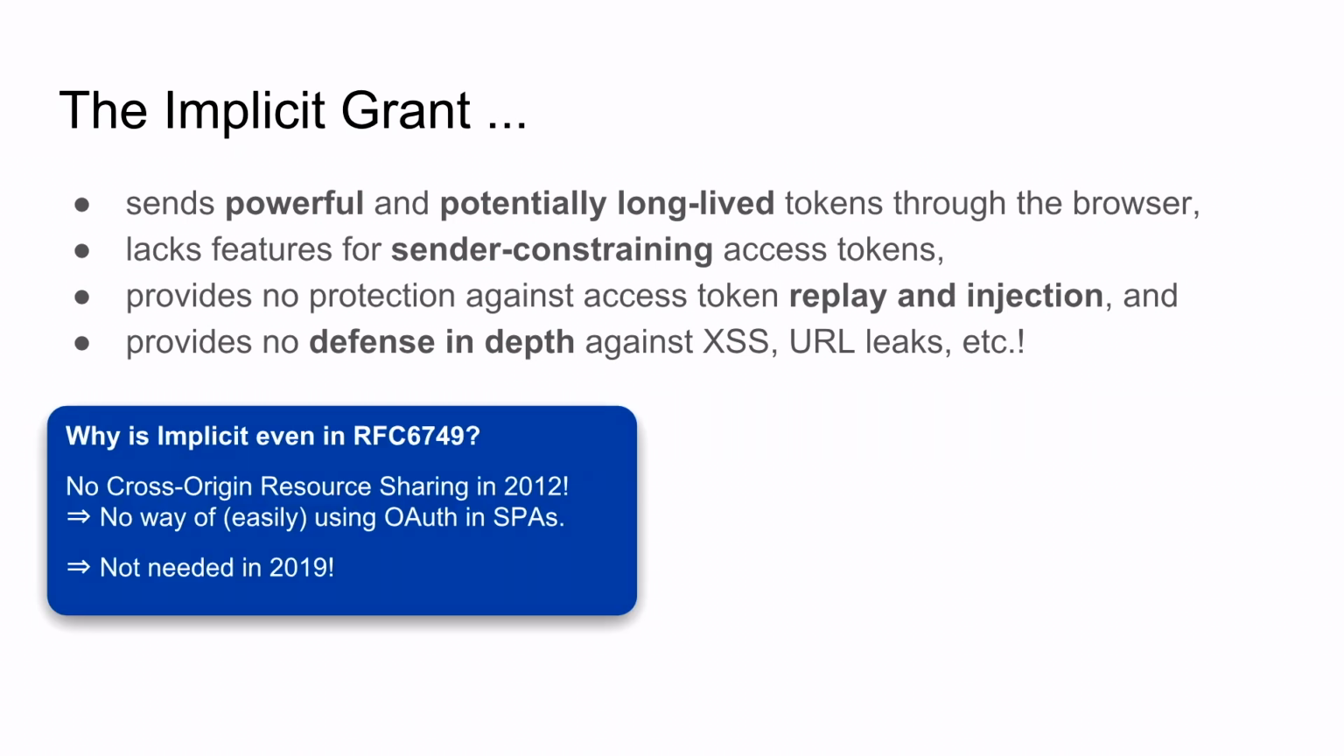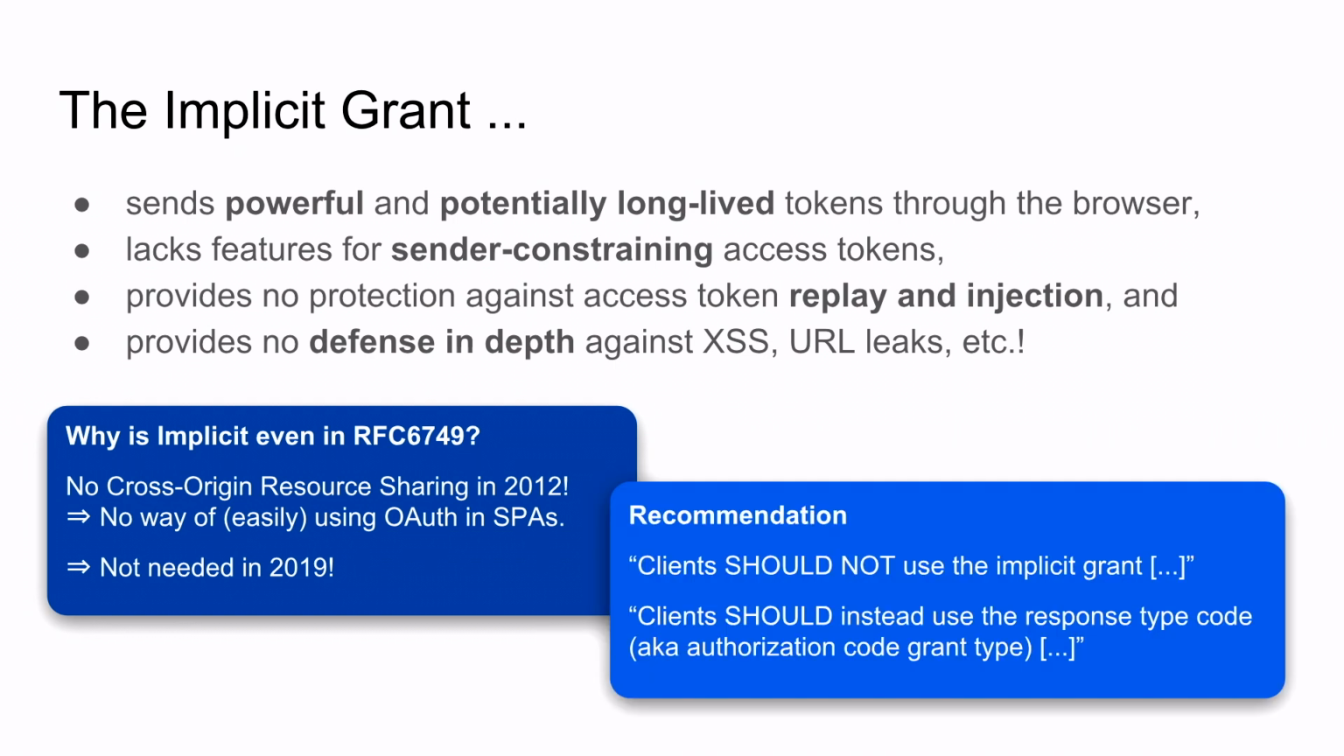Well, because back in 2012, we didn't have cross-origin resource sharing, so it was hard to do the token exchange where you send the code and get back the token. Therefore, we had this simpler option for OAuth, but this is not needed in 2019. Don't use it. This is exactly what the new BCP says. Clients should not use the implicit grant. This is a should not for political reasons. Clients should instead use the response type code, so the authorization code grant type.